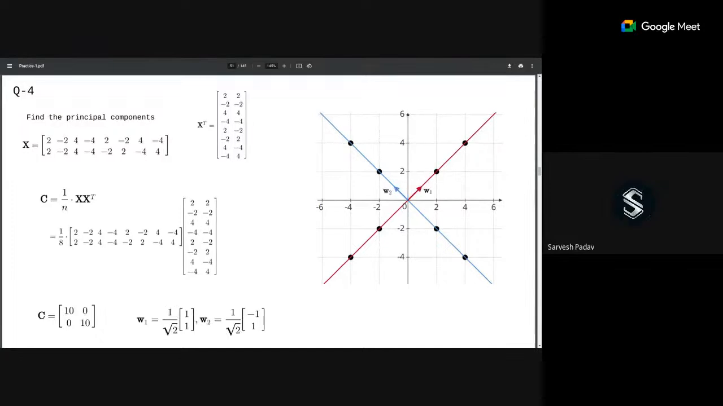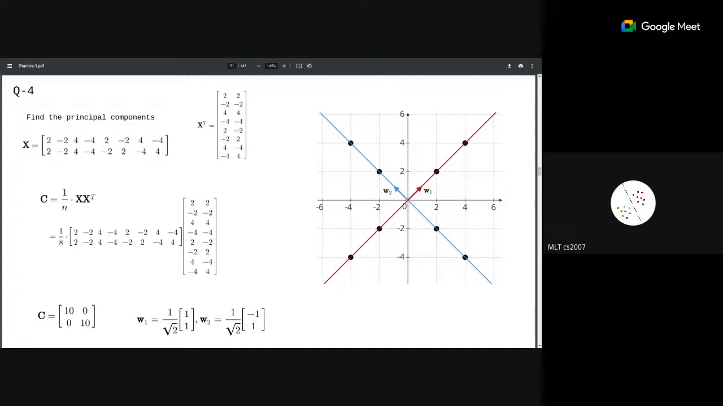By the way, here the eigenvalues are repeated. The number of times the eigenvalue gets repeated corresponds to the dimensionality of the eigenspace. In this case, the eigenvalue gets repeated 2 times, 10 and 10. So we have a 2D space of eigenvectors, the plane. The eigenspace for the eigenvalue 10 is R2 itself.